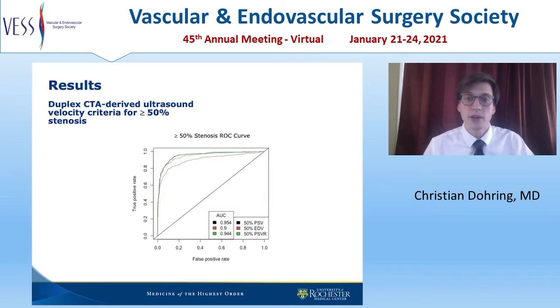Here we can see the results from our ROC curve analysis of greater than 50% stenosis. The area under the curve for PSV, EDV, and PSVR are all over 0.9, with the results of PSV being the greatest at 0.954.